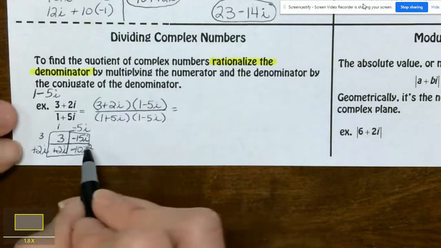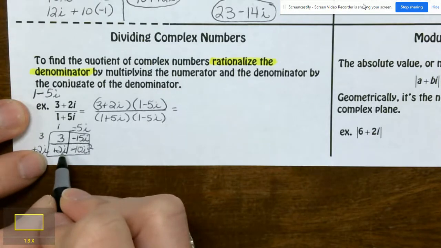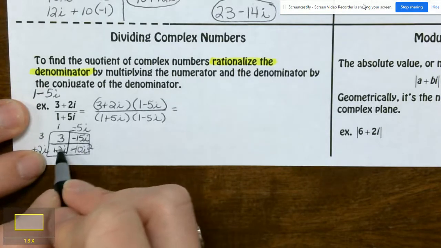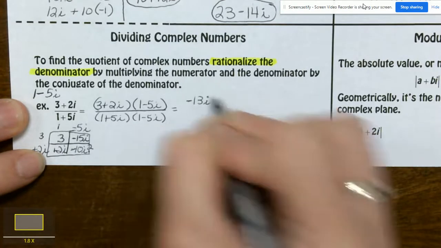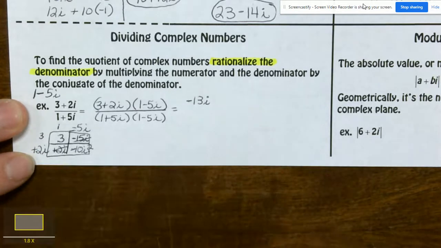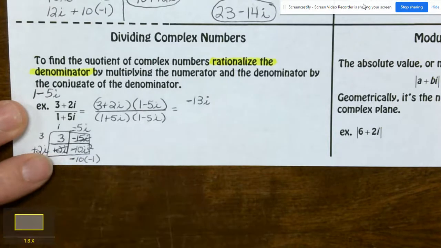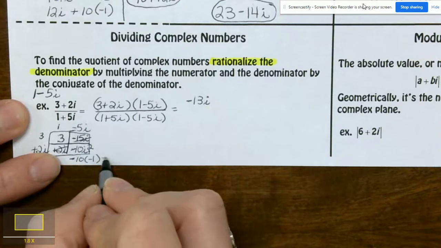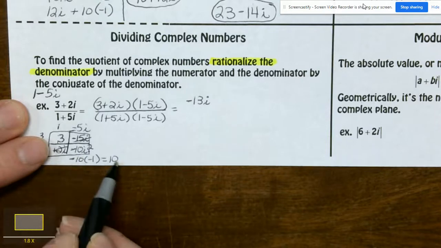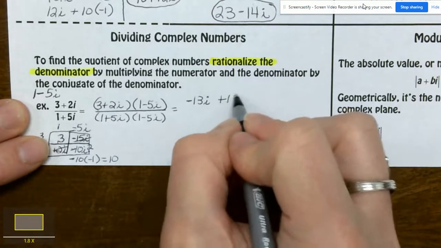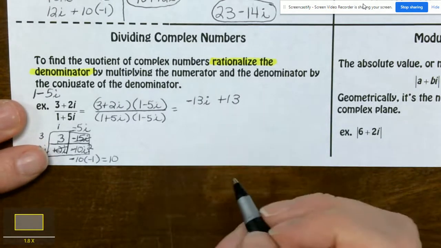Now, I've got negative 15i plus 2i, so I can put those two together. Negative 15 plus 2 is a negative 13i. So I'm going to write that there, negative 13i, and I've taken care of those two. Now, i squared is negative 1, so I can replace that i squared with a negative 1. Negative 10 times negative 1 is just 10. And then I've got this 3 up here, so 10 plus that 3 makes 13. So I've got negative 13i plus 13.